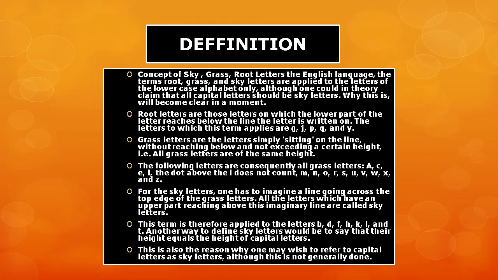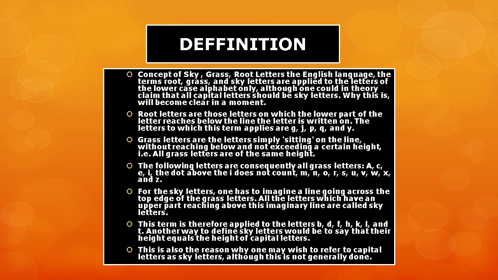Point number 4 is the following letters are consequently all grass letters A, C, E, I. The dot above the I does not count. M, N, O, R, S, U, V, W, X and Z.